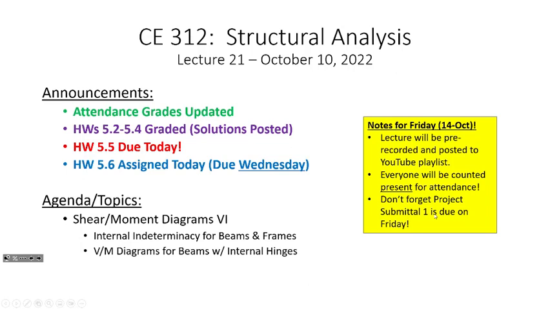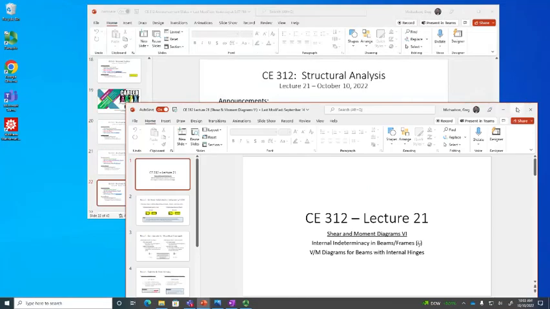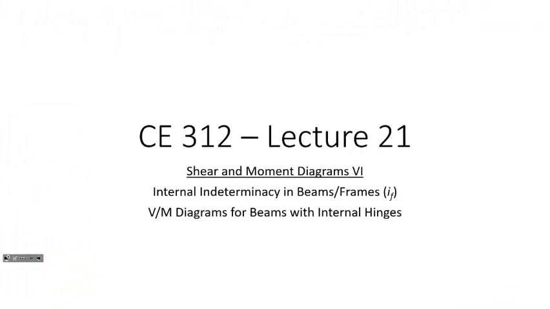Okay. Let's talk about shear and moment diagrams. The focus of our example today is shear and moment diagrams for beams with internal hinges. But there's something we glossed over, and I want to take a second to talk about it, and that's internal indeterminacy. Remember those little I formulas, the IE and the IT? We didn't talk about that for beams and frames. Now that we're discussing internal hinges, it's a perfect day to talk about internal indeterminacy in beams and frames.